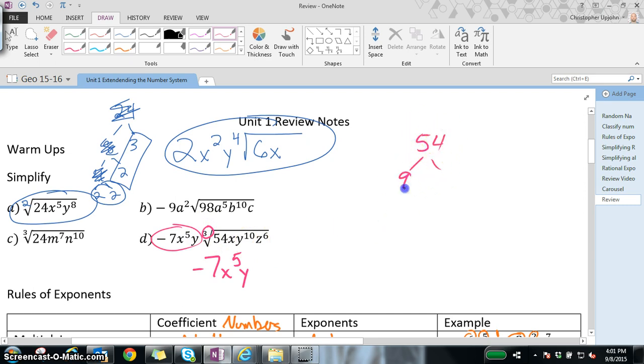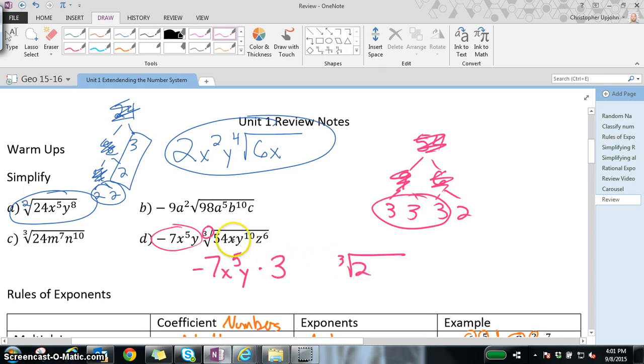54, we can break down to 9 and 6. Again, once you break it down, get rid of it. Got a group of 3's, so I'm bringing out a 3, but I still have a 2 left over. X, well, there's no groups of 3 there. Y to the 10th, 10 divided by 3 was 3 times, with 1 remainder. And z to the 6th, 6 divided by 3 is 2, no remainder.